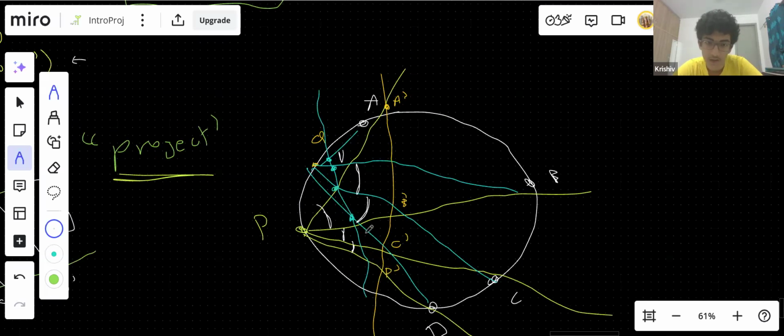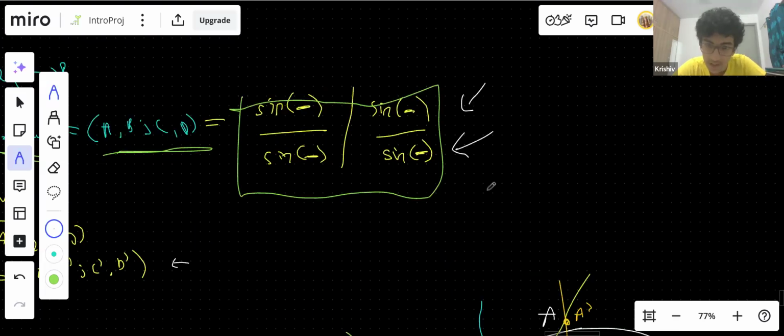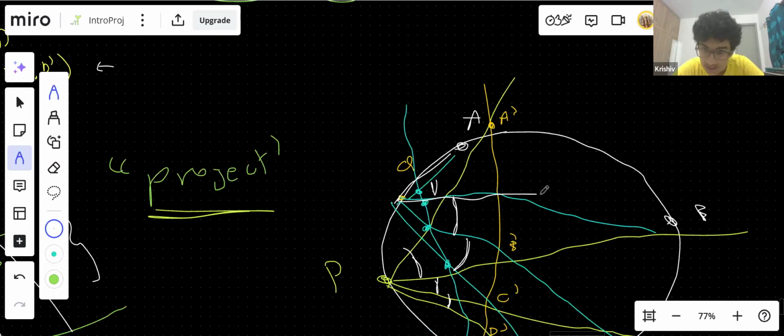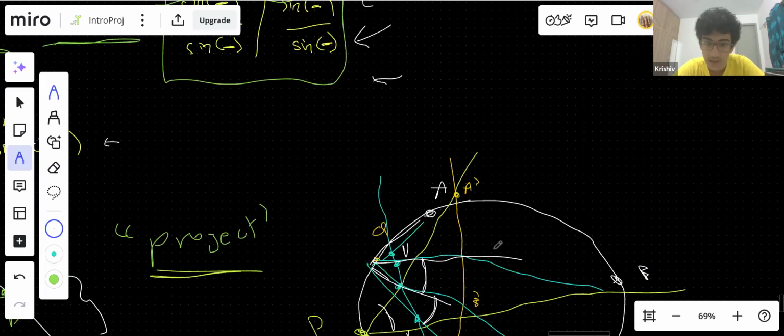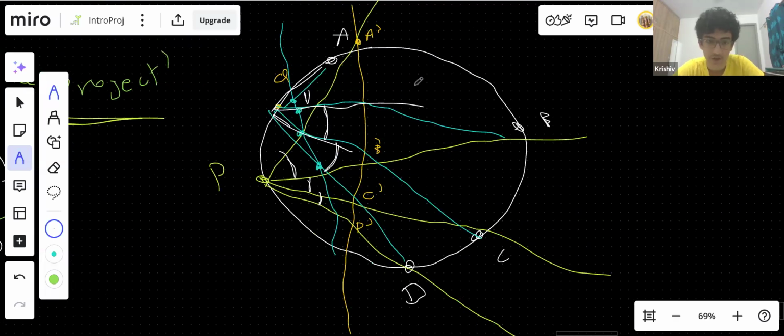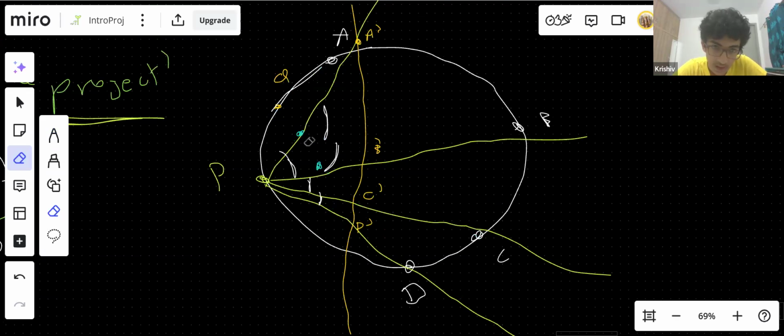By cyclic quadrilaterals. So the thing that we had, this sine thing, which was dependent on the angle between the lines, right? The angles are the same, so this ratio will also inevitably be the same. So that's how we define this cross ratio for points on the circle, by taking a point and then we take the cross ratio of the lines through the point. So I hope that's clear, right?